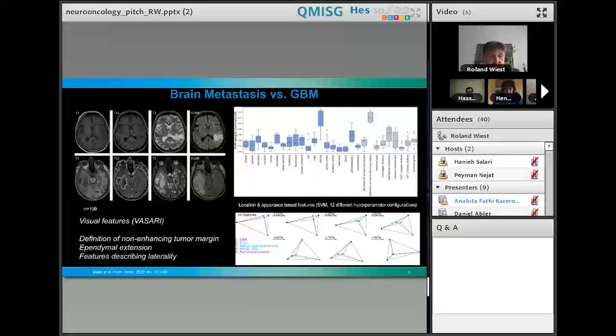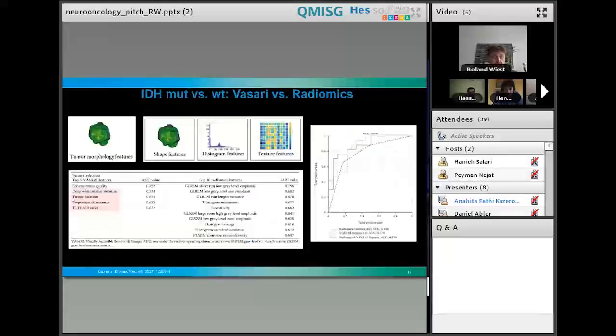And the main features that play a role is the infiltrating part of the tumors, that's the extension into the edema, and that are features that are related to laterality. And this has also been shown by different other groups, that if you use these visual features, so these Vasari features that describe the morphology and the appearance of a tumor, they're almost as good as these higher order statistics, this third level statistic that you usually use in radiomics.